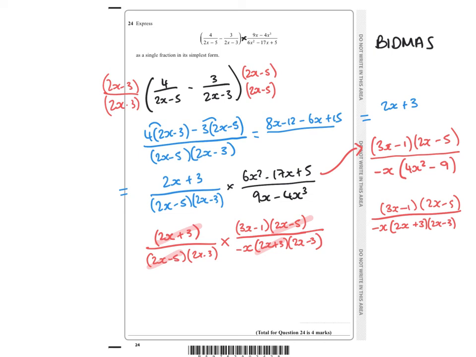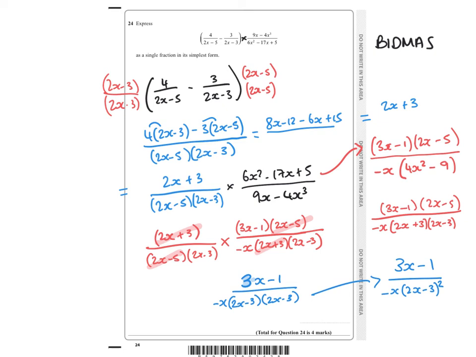So then we're going to be left with (3x - 1) over (2x - 3) times minus x, (2x - 3). Now, you could rearrange that to get (3x - 1) over minus x, (2x - 3) squared, okay?